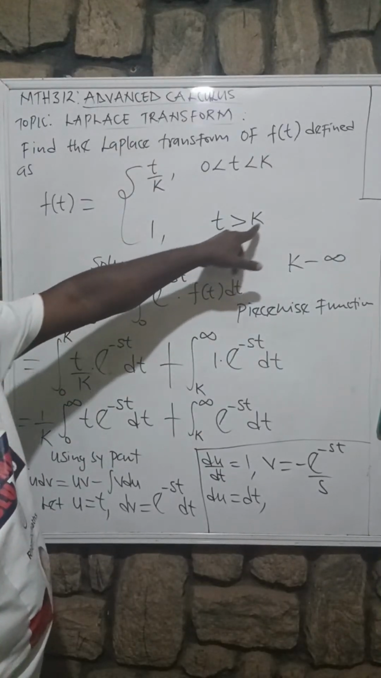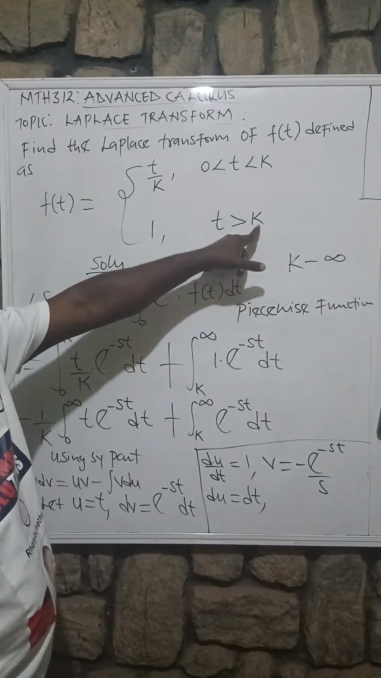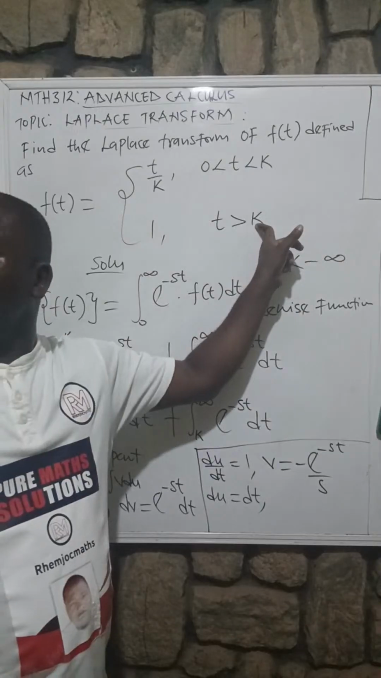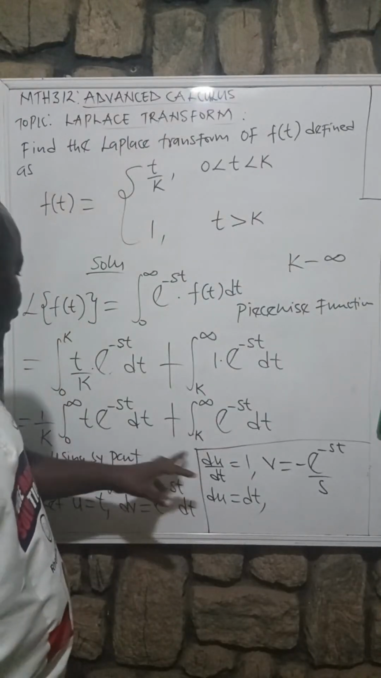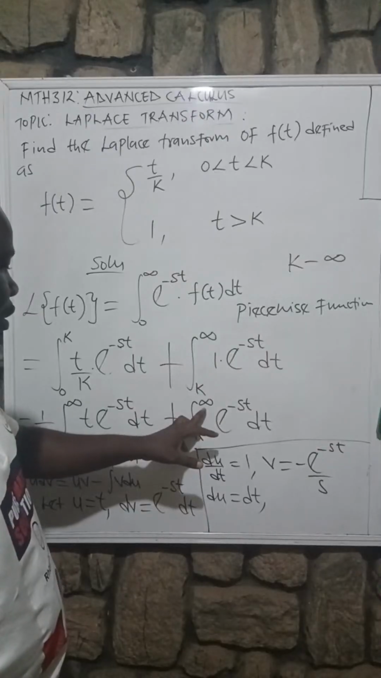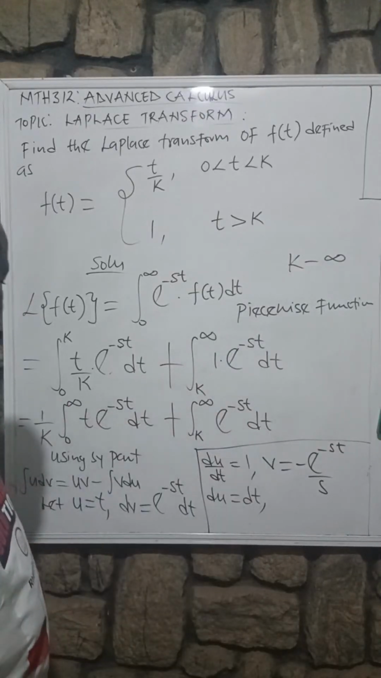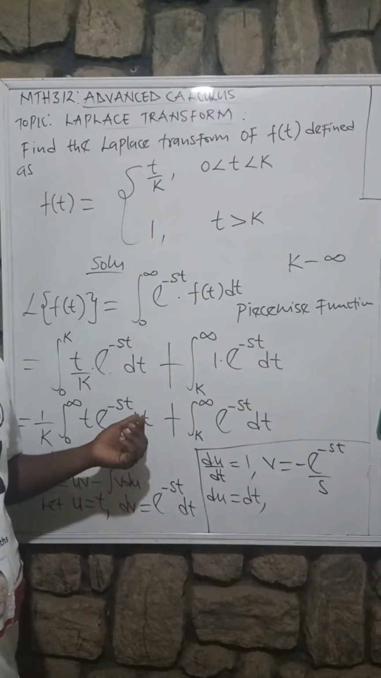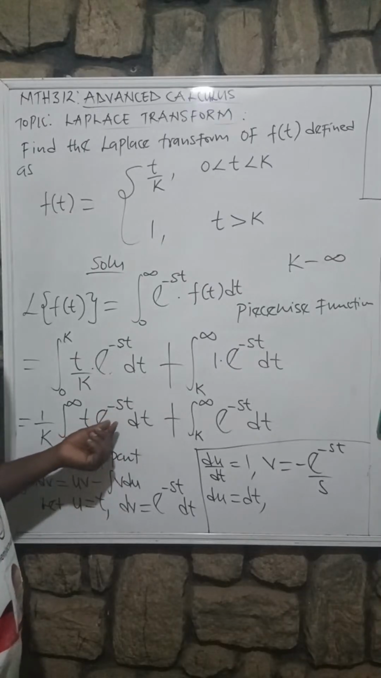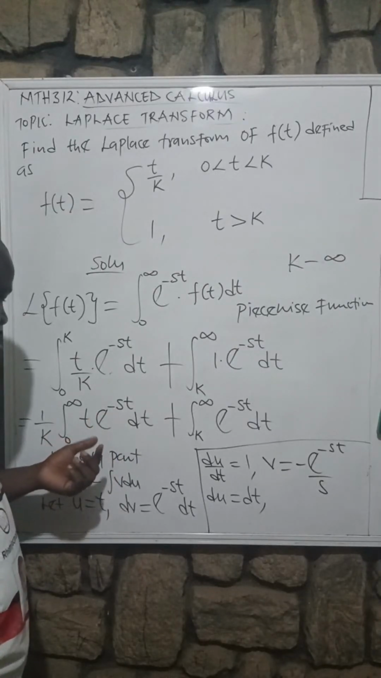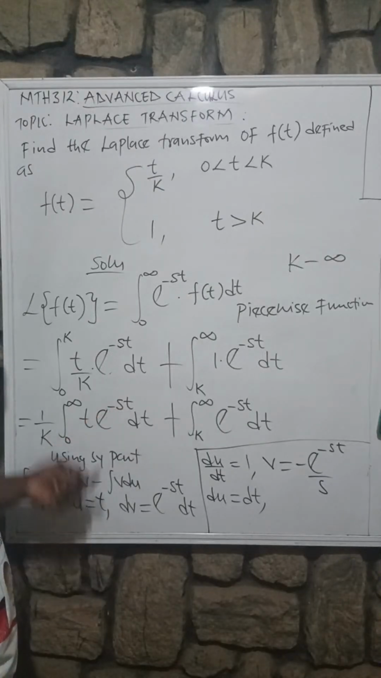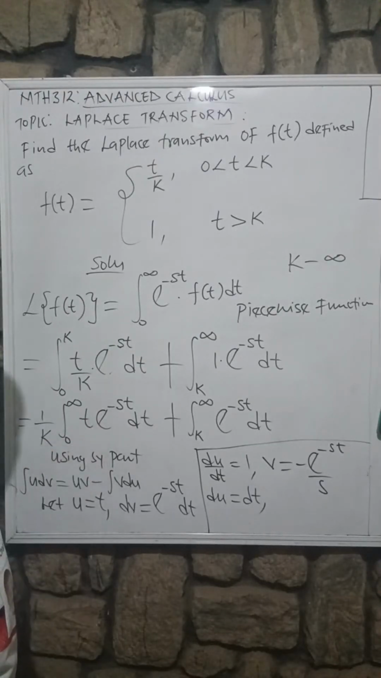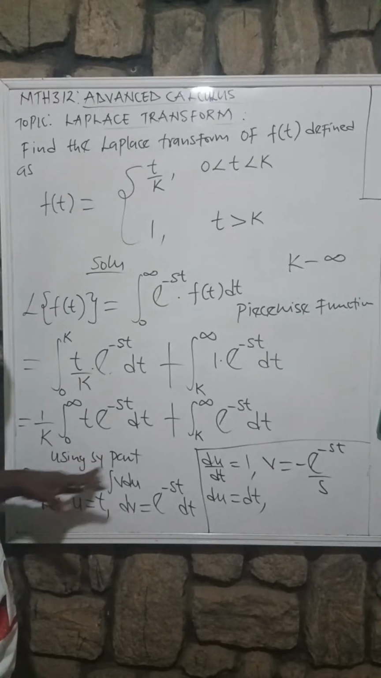The interval, since it is greater than what? K. So the interval is between k to infinity, right? Okay. So as you can see now, plus k to infinity exponential minus st dt. So when you come across functions like this, we have t, we have exponential minus st. Note that we have 2 functions, so we are going to use what is called integration by parts.